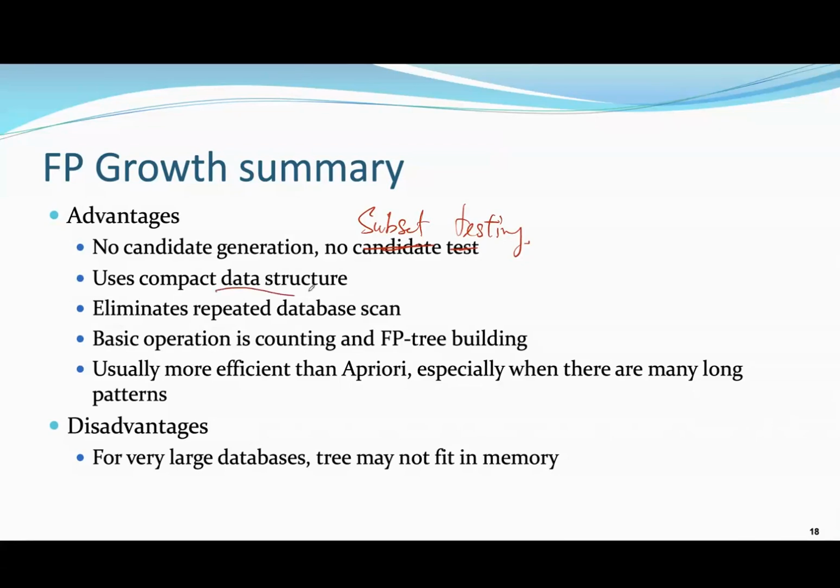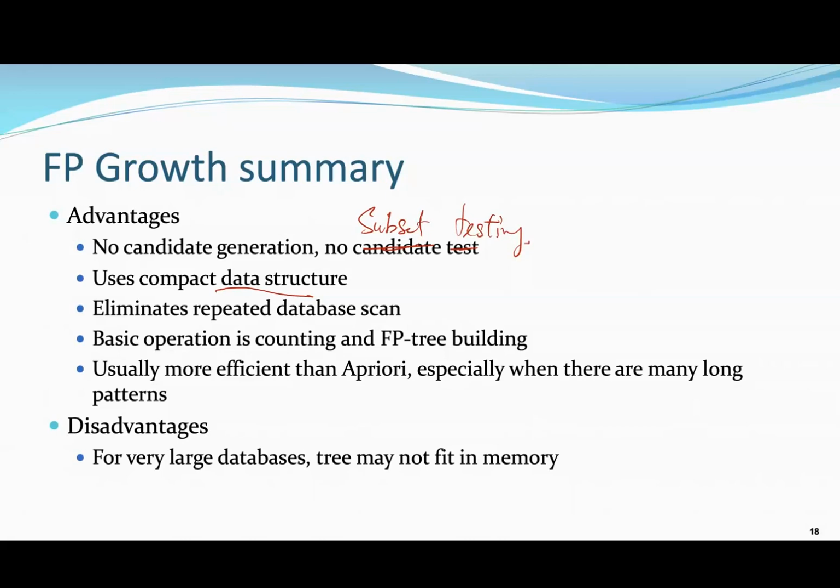It uses a very compact data structure called the FP tree, right? Essentially, the FP tree can be considered as a compression of your whole data set, and it eliminates repeated database scans. Remember, in the FP growth algorithm, the first step is to scan the database one time to convert each transaction into a smaller transaction, removing all those non-frequent items. Then you scan it a second time to build a tree. So there are only two passes over the data set. The basic operations are counting and FP tree building.